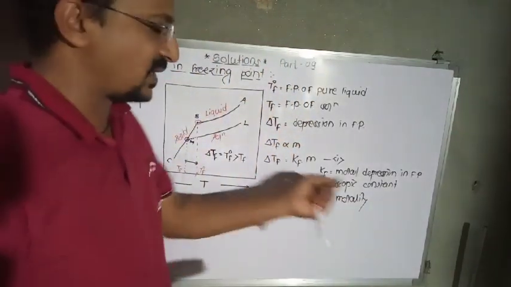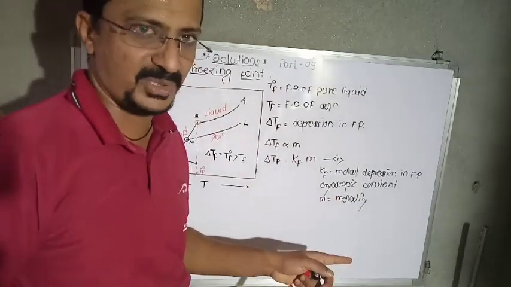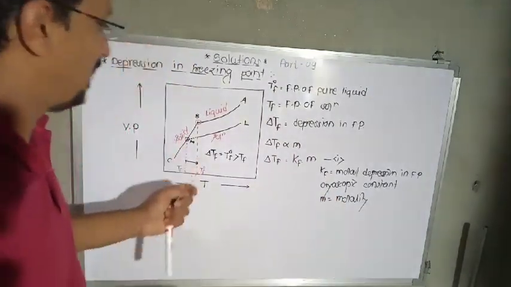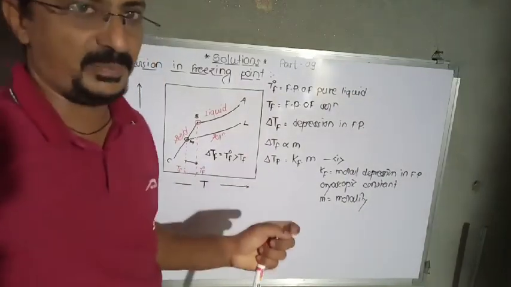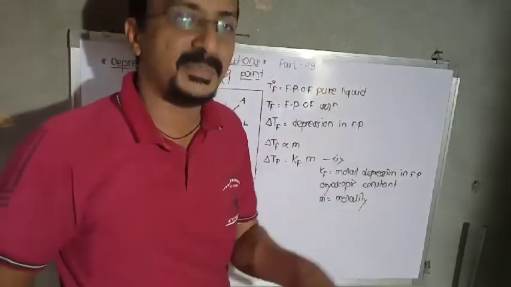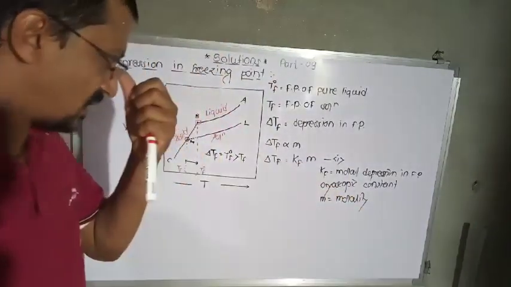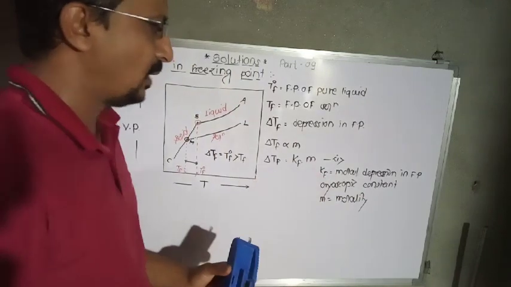Molality means the concentration of solution is expressed in molal, small m, not molar, because molarity is temperature dependent, and we are studying the temperature factor here. Molality is temperature independent, isn't it? That's why concentration is taken in molal, small m. So delta TF is equal to KF into m.